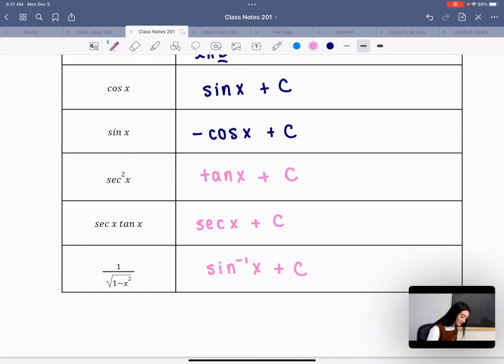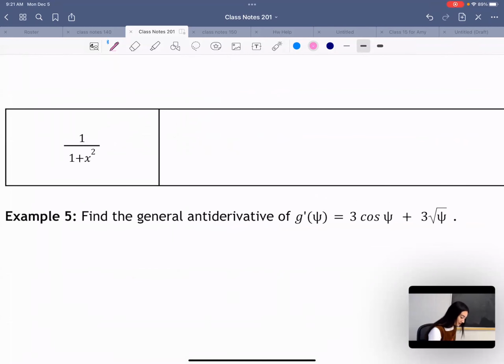And then there's one last one on the next page. Can someone give me a function whose derivative is 1 over 1 plus x squared? Tangent, good. So tangent inverse x plus c. These are, I think, the most important antiderivatives. You'll see a lot of these throughout Calc 2. There are more to know, but for now, let's just learn these.